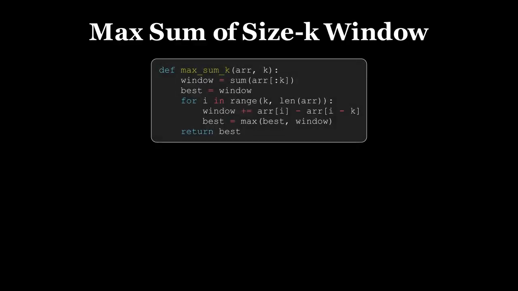Start with a fixed window, the maximum sum of any k consecutive elements. Sum the first k to seed the window. Then slide. For each new element, add it and subtract the element k positions back. Track the best sum as you go. No nested loop, no recomputation, just one clean pass in O(n) time.